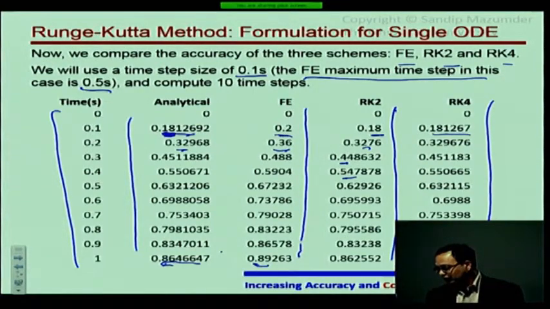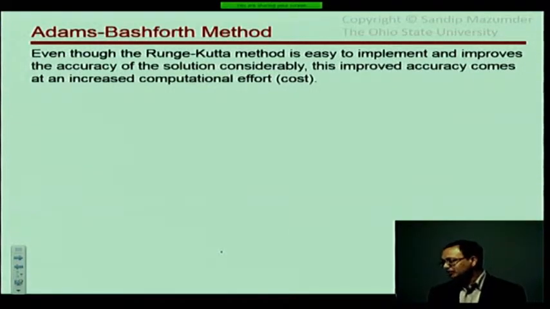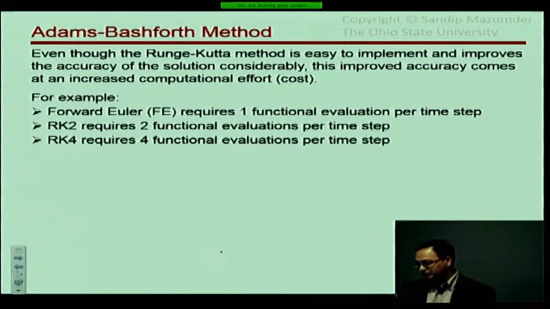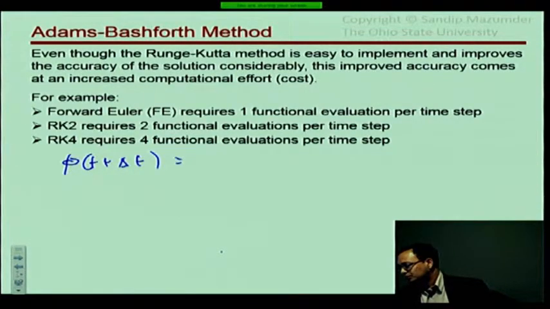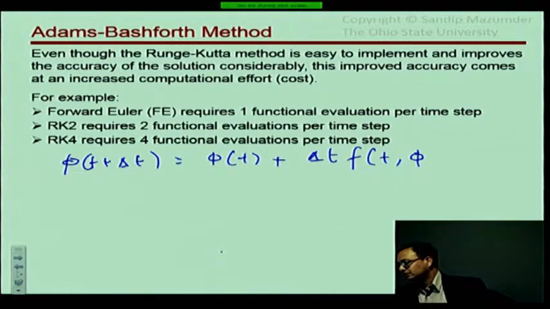Now, with the increased accuracy, you also have increased computational effort. This is something we have seen again and again, that there's always a price to pay. This is why Runge-Kutta methods are sometimes not preferred by people who do explicit integration in time for a living, because of the computational effort. And it's pretty straightforward to see. In forward Euler method, you require one functional evaluation per time step. Because you have phi at t plus delta t is equal to phi at t plus delta t times f of t, phi. This is your formula for the explicit Euler method. What does that mean? You have to evaluate the function at least once.